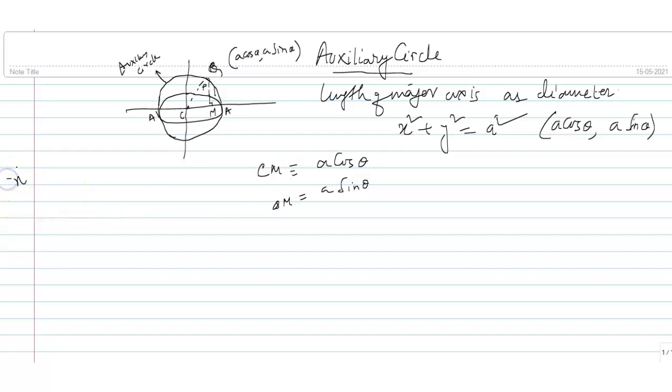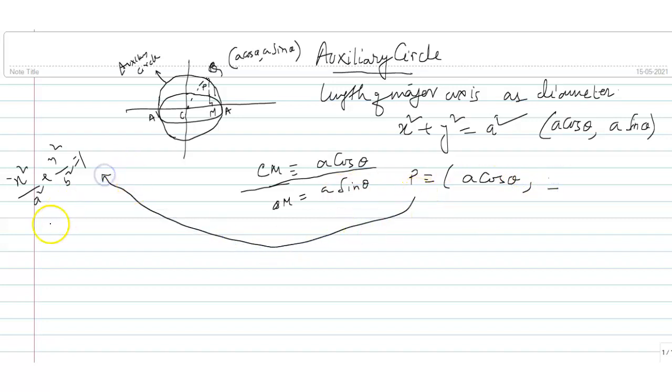The equation of the ellipse is x square over a square plus y square over b square equals 1. Please be clear: if CM equals a cos theta, then the x coordinate of P will also be the same, that is a cos theta. And suppose I don't know the y coordinate. To get the y coordinate, we put that a cos theta in the equation, and you will get y equals b sin theta. Then you can write y as b sin theta.